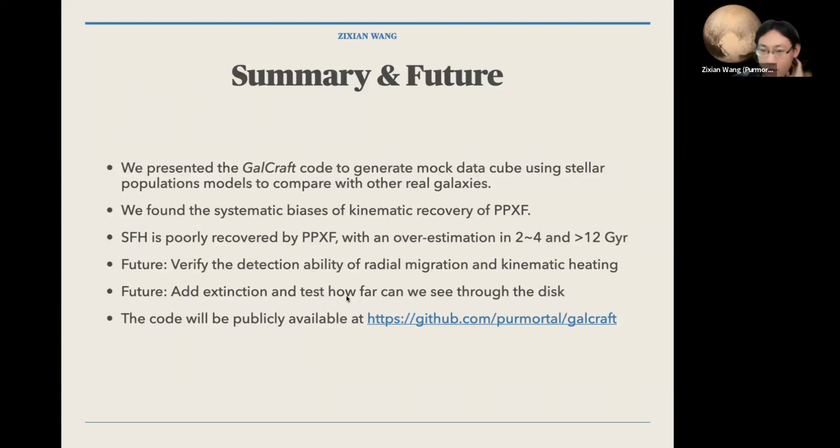But anyways, Galactic is a really good code, not only for mocking integral field observations from the eGalaxia code, but you can also use simulations. You can mock the observations using simulations. So I just put the code publicly available on this GitHub. It will be there when I submit the paper.